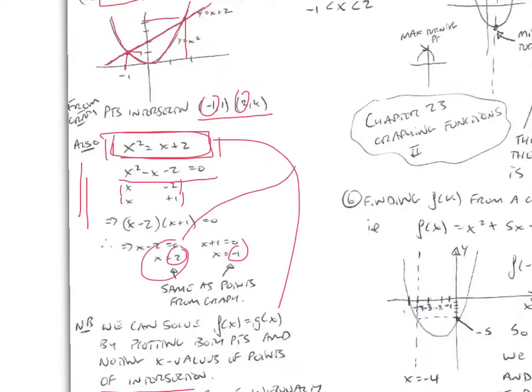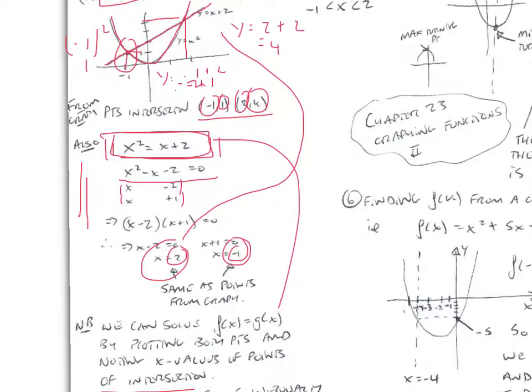So for here we have x equals 2, so y is equal to 2 plus 2, which is equal to 4. And for this point here we have x equals minus 1, so we can plug x equals minus 1 into either of the equations. It doesn't matter. y equals minus 1 plus 2, sorry, it's equal to 1. Minus 1 plus 2 is 1. Or we can put our minus 1 into the x squared function. It doesn't matter, because minus 1 squared is 1. That's the y coordinate.